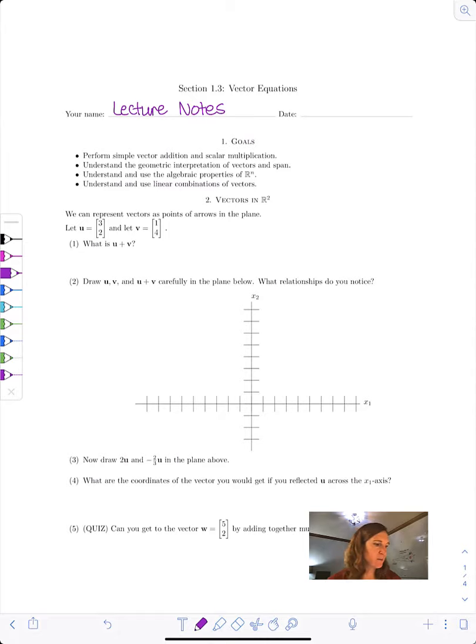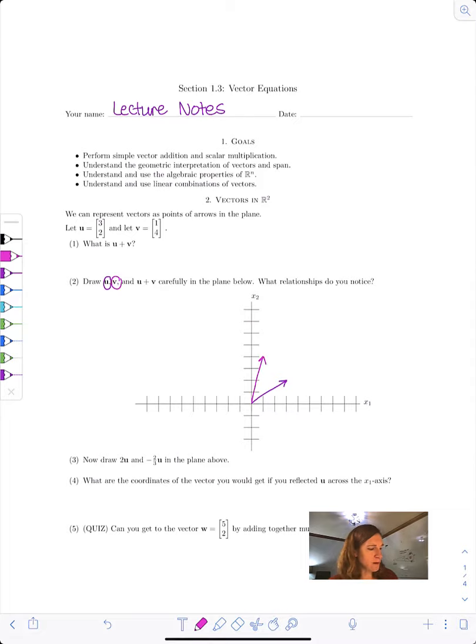So first of all, we represent vectors as arrows in the plane. And here's u as the vector (3, 2), which actually means, I'll go ahead and draw u. It means go over 3 and up 2. And so we get to this point, and then we just draw an arrow from the origin (0, 0) to that point. We can also draw the vector v, which is going over 1 and up 4.